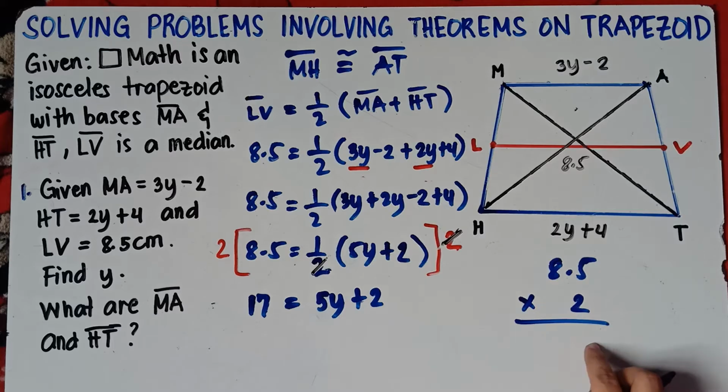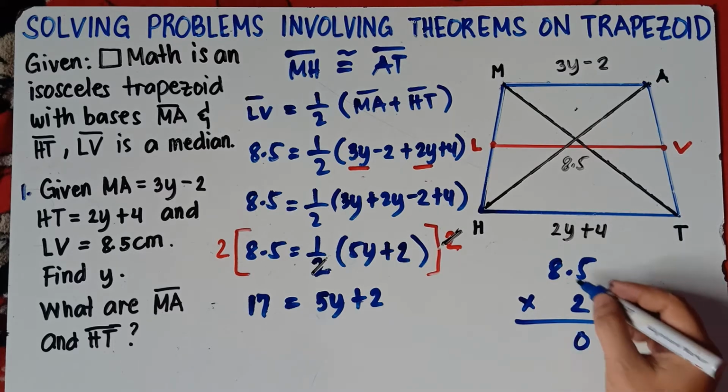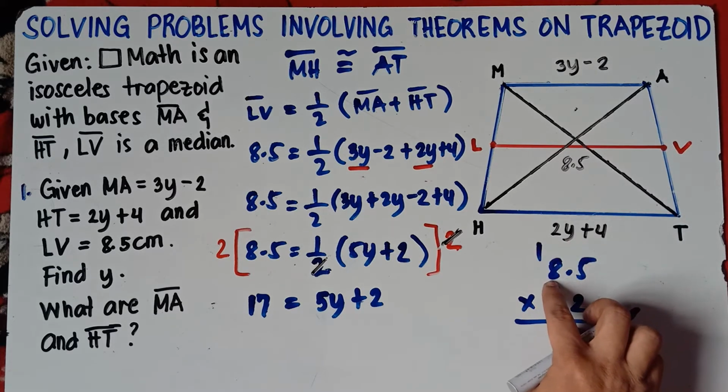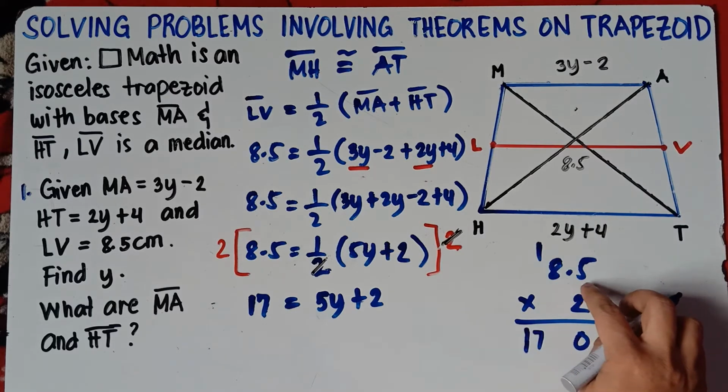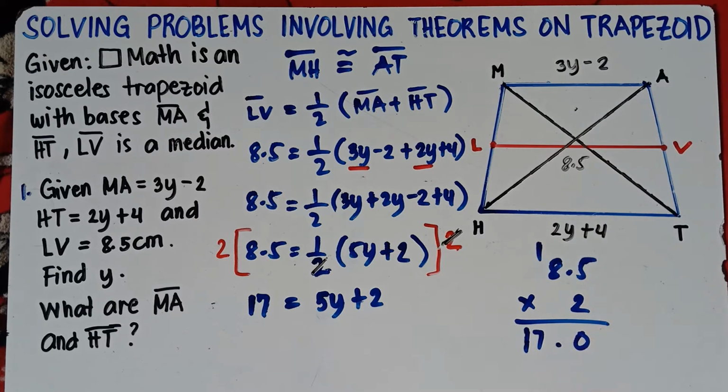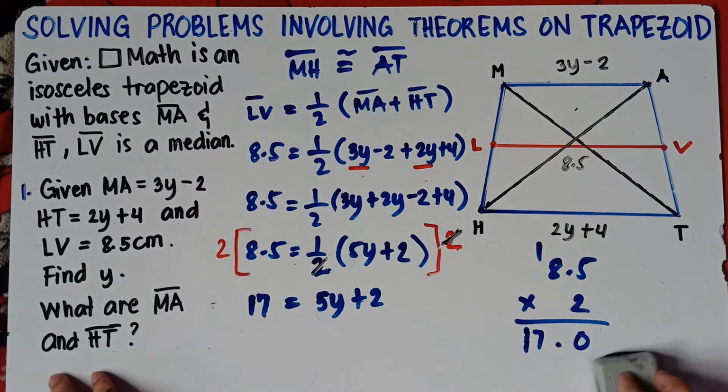So 8.5 times 2: 2 times 5 is 10, 0 carry 1, 2 times 8 is 16, plus 1 is 17. Then you count the number of decimal places, 1. So the point goes here, and that would be 17.